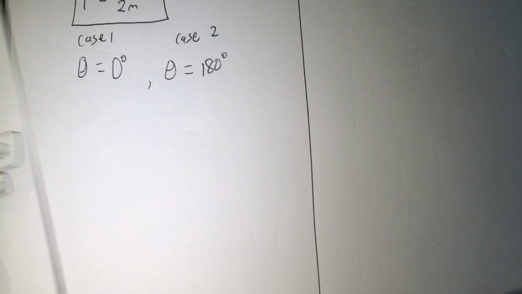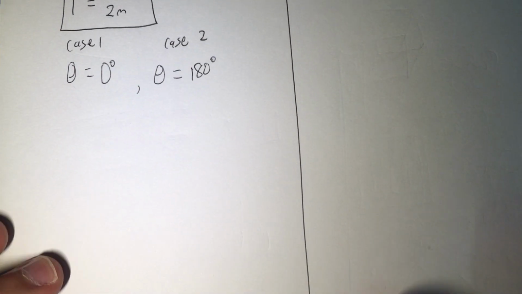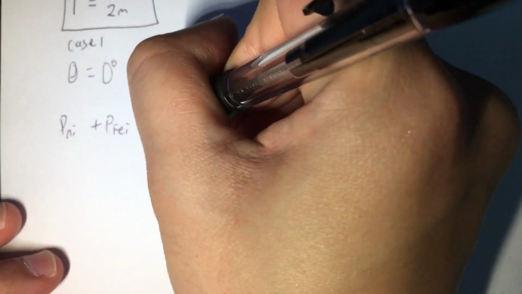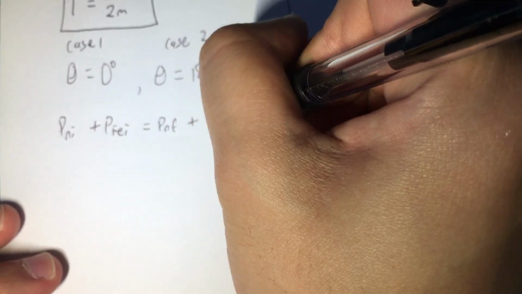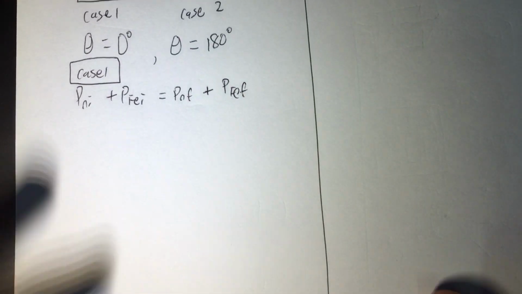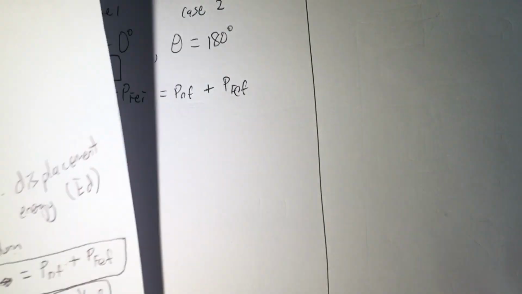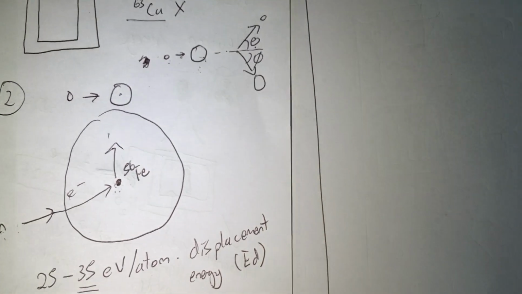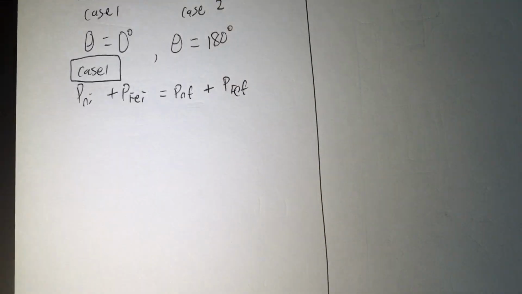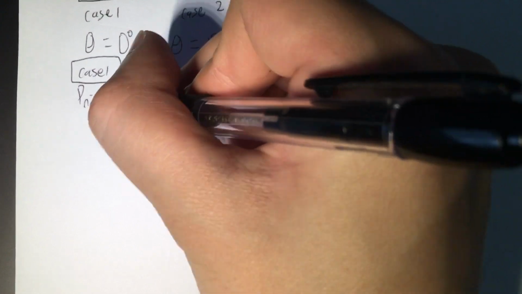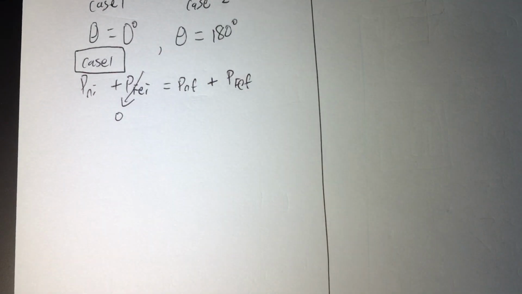So at 0 degrees again: P_ni plus P_Fei equals P_nf plus P_Fef. This is case 1, where theta equals 0 degrees. We know that in any case, the initial momentum of the iron atom we assume to be 0, because we neglect any vibrational effects, and basically we neglect its temperature.